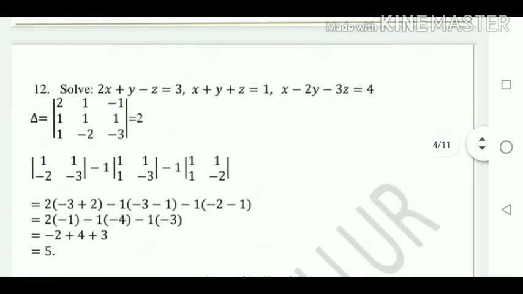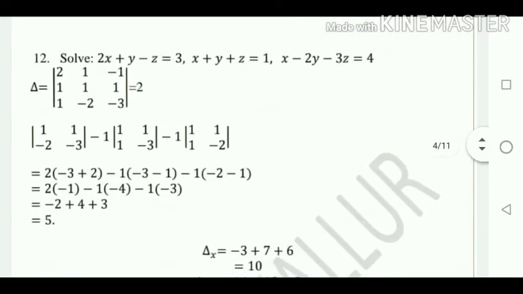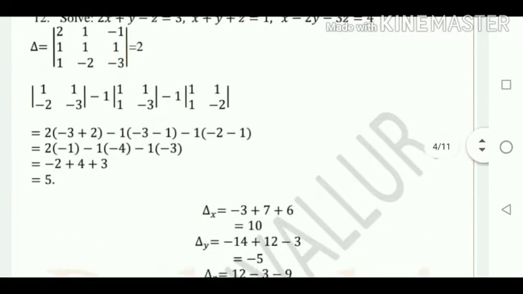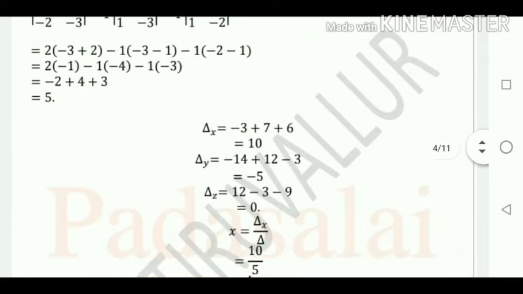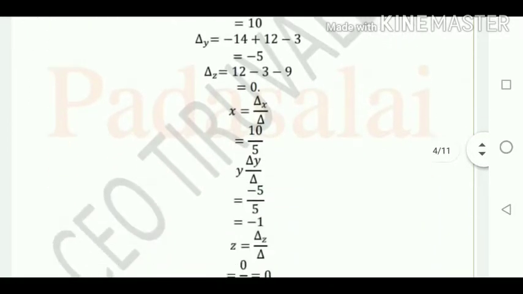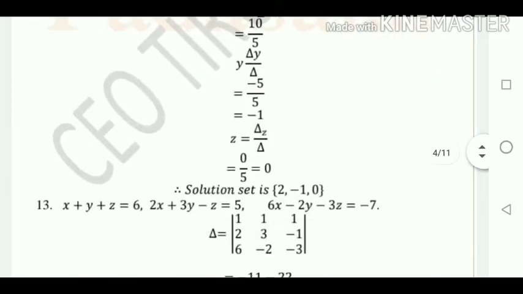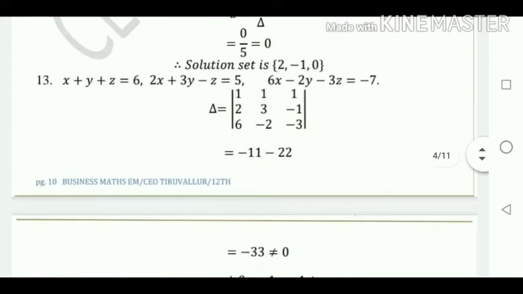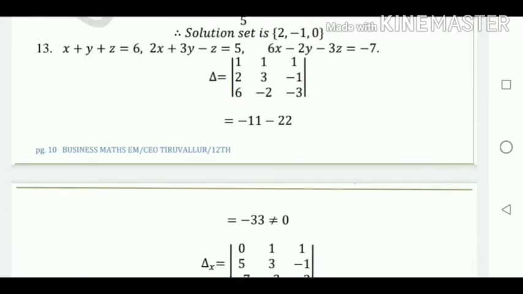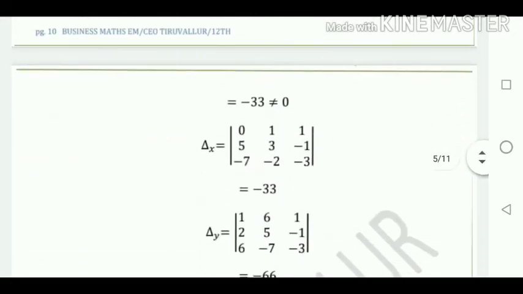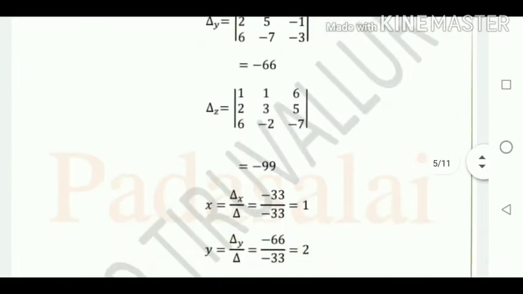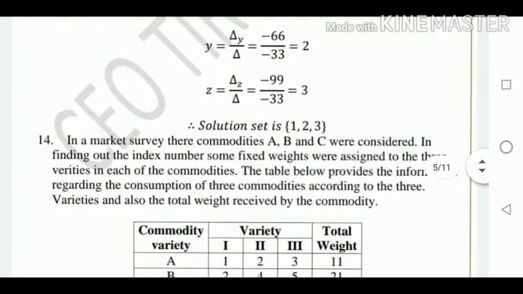The next problem, solve. Here also solve is nothing but you have to find the values of x, y, z by applying the Cramer's rule. So apply the Cramer's rule and find the answer. Here the solution is 2, minus 1, 0. Then 13th question, x plus y plus z equal to 6. Same model. Solve means you have to find the values of x, y as well as z. Now we are going to the next sum.